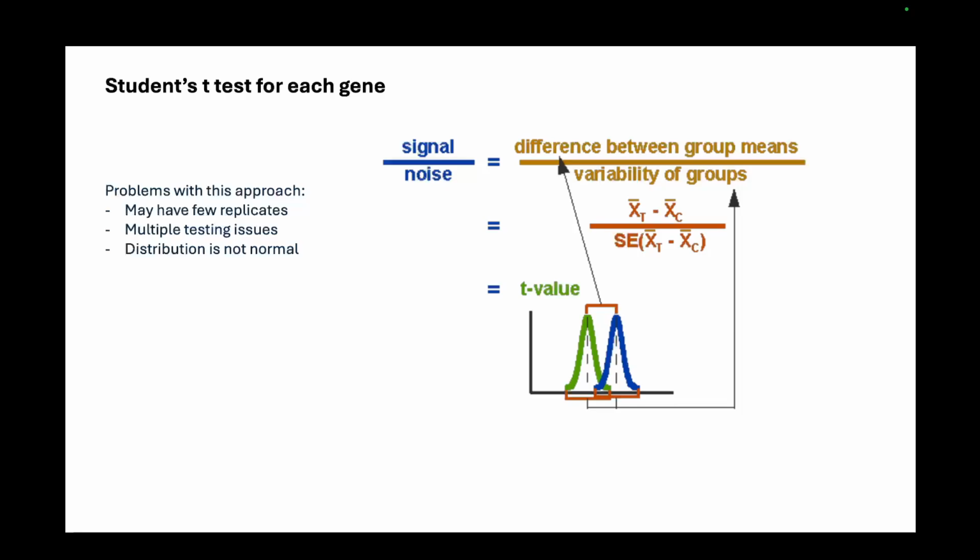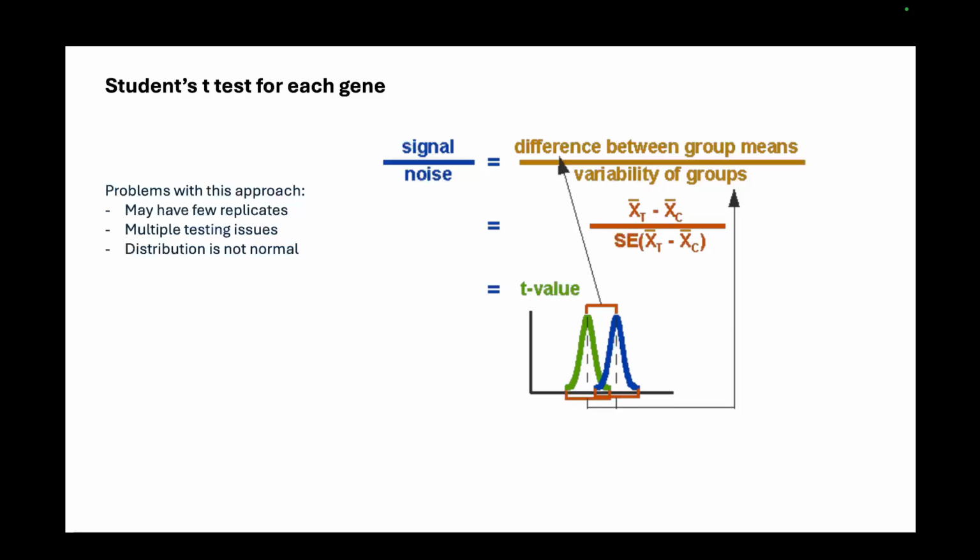If it is less than 0.05, which means there is less than a 5% chance that the difference is insignificant, then you can say with statistical significance that that particular gene is differentially expressed compared to the other set of genes. But this t-test, though simple, has a few problems.